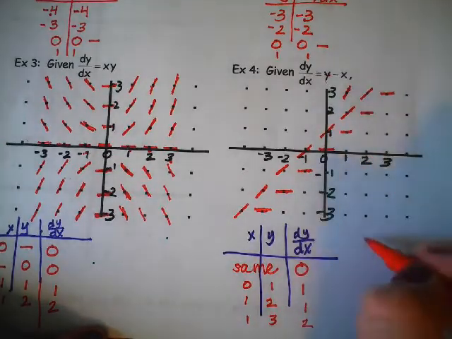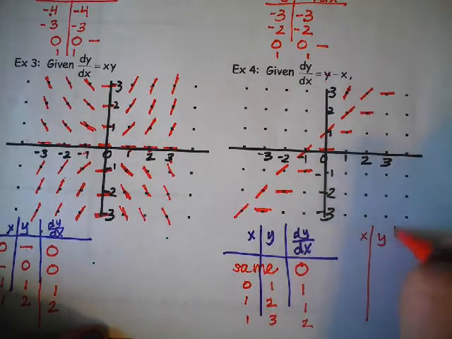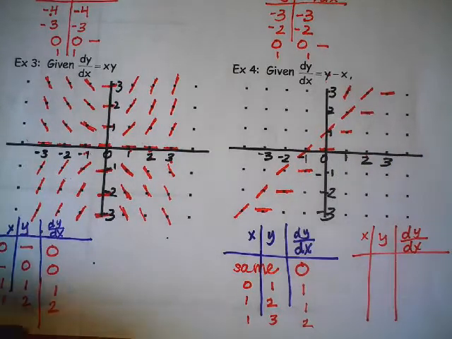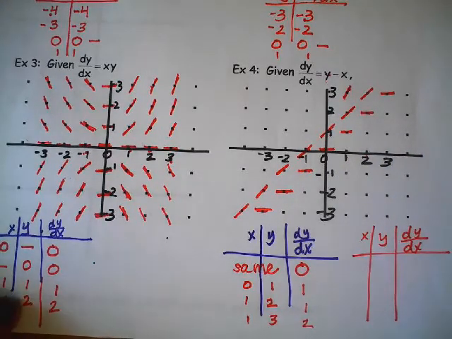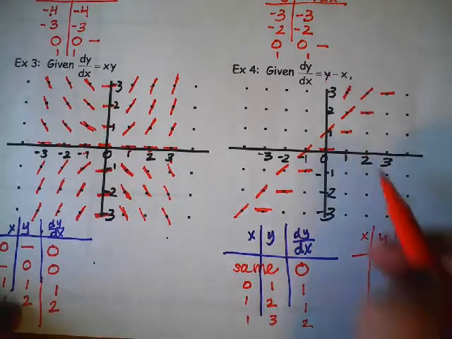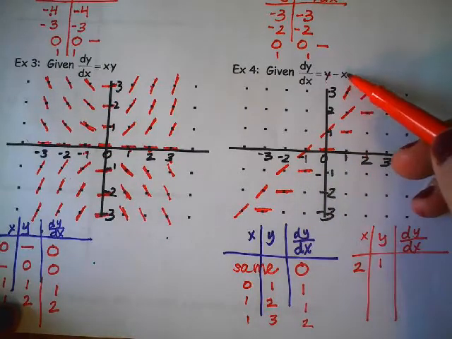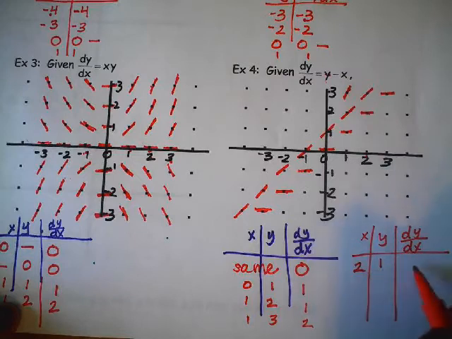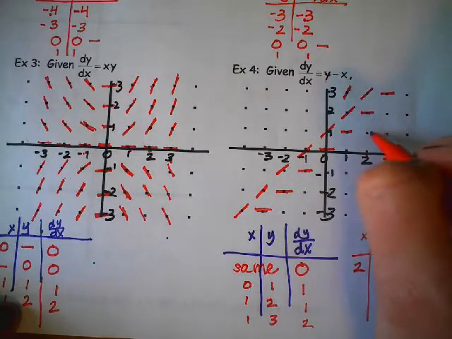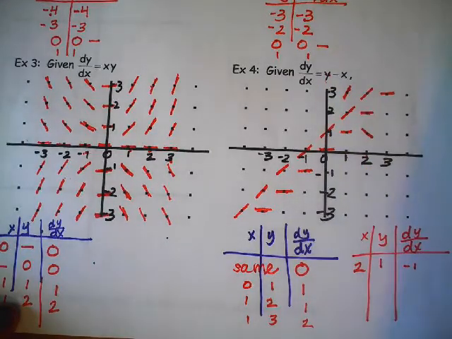Then I'd go and make this table if you need to. Some of you are going to be able to do this quickly in your head, or quicker in your head. If you need the table, please, please, please use it. 2, 1. So according to my equation, it was y minus x. 1 minus 2 is negative 1. So right here, my slope is negative 1.